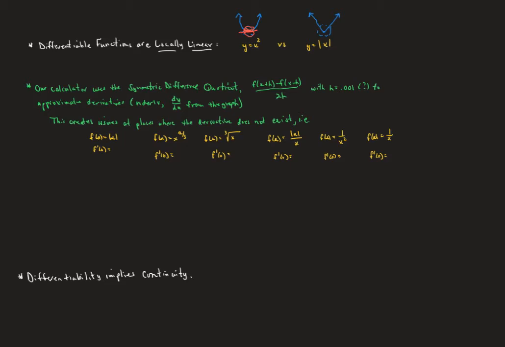Now, something to be aware of in the green here: our calculator uses a symmetric difference quotient, that is f of x plus h minus f of x minus h, all over 2h, to approximate derivatives.